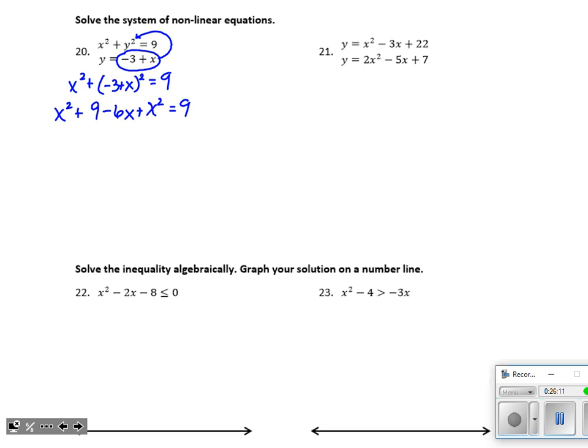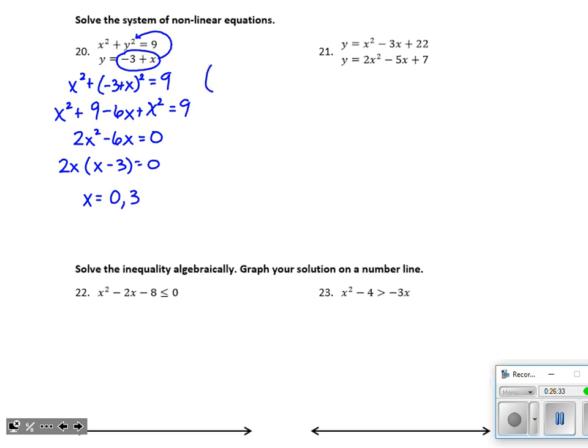And let's get that set equal to 0. I've got 2x squared and negative 6x when I combine like terms. And I'm going to subtract 9 from both sides to try and get it set equal to 0. So it equals 0. I can factor this very easily with a GCF and find that x equals either 0 or 3.